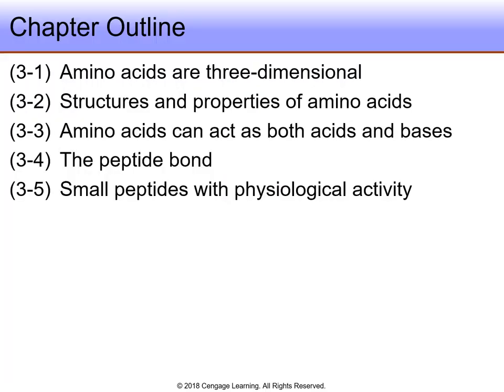Today we want to talk about chapter 3, amino acids and peptides, and we will cover the following sections. 3.1 Amino acids are three-dimensional. 3.2 Structures and properties of amino acids. 3.3 Amino acids can act as both acids and bases. The peptide bond, and finally small peptides with physiological activity.